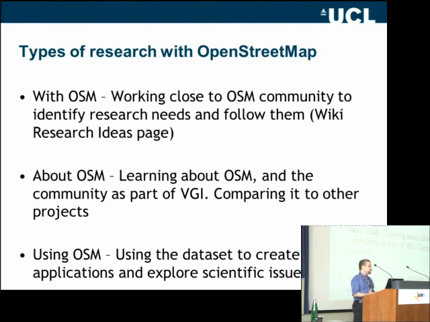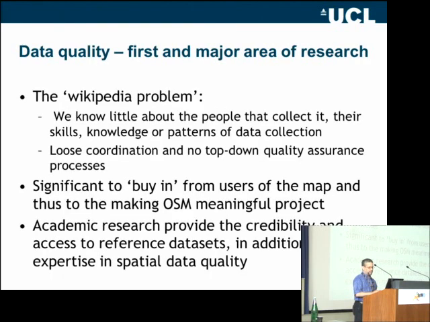Those are people who need geographical information. They found it difficult or impossible to get data otherwise, or they find OSM very easy to use, so they go for it and use it to explore different scientific issues. Data quality, interestingly, appeared both from the community and from the outside as one of the first and major areas of research, and it continues to be fairly active to this day. I call it the Wikipedia problem, because it's the same thing that people started complaining about when Wikipedia appeared.